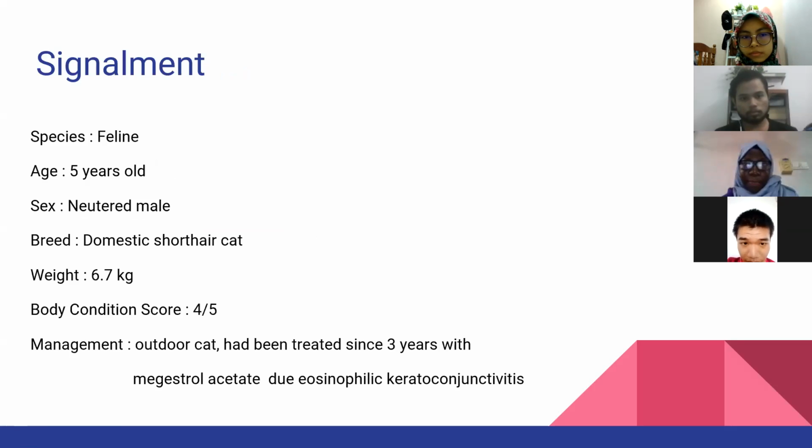For the signalment of this case, the species is feline, and it is 5 years old, a neutered male. Its breed is domestic short hair cat, and it weighs 6.7 kg and has a quite good body condition score of 4 out of 5. For the management, this cat is an outdoor cat and it has been treated for 3 years with megestrol acetate because this cat has eosinophilic keratoconjunctivitis.